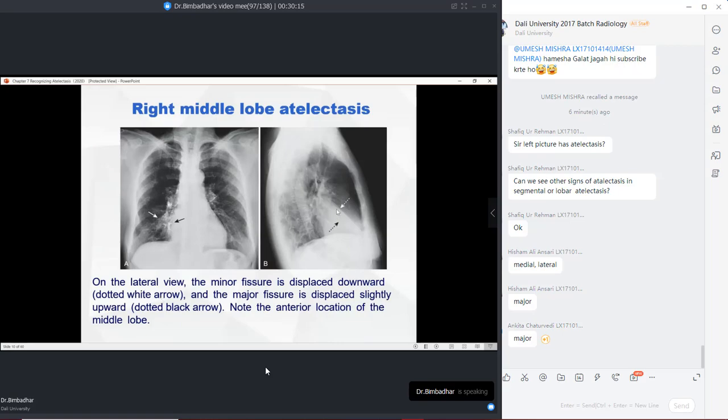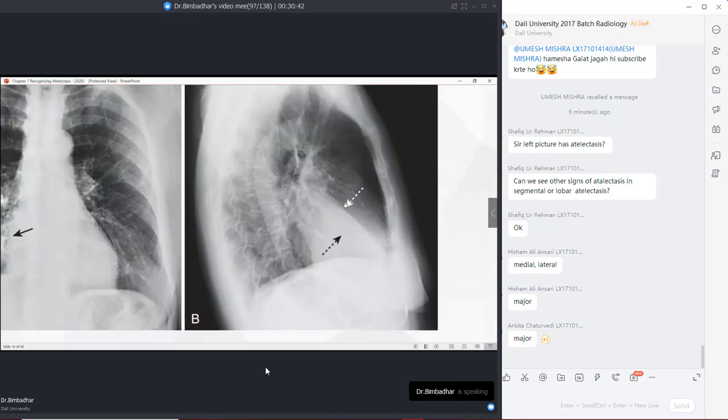So you see here, this is the white dotted arrow that I'm looking at. On the lateral film itself, I found that the dotted arrow is the minor fissure displaced downwards, and the major fissure is displaced slightly upwards. Okay, it is difficult to observe, but you see here, this is the border I'm looking at. The major fissure and the minor fissure are the ones that are deviating.